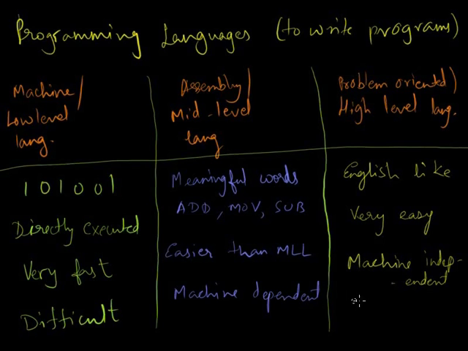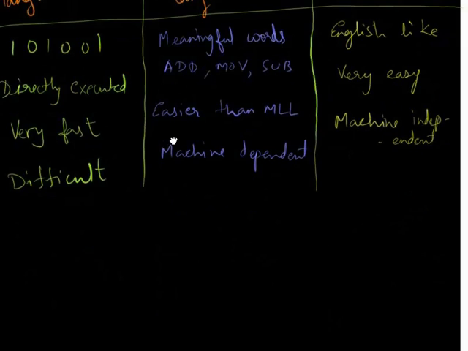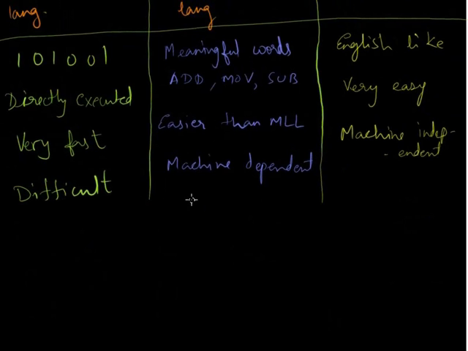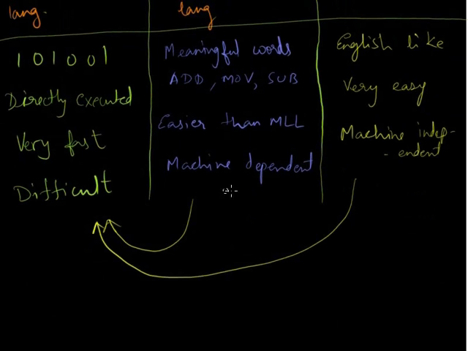The concept is very similar. For example, you want to translate Hindi to English. What would you do? You would hire an English translator, right? If you want to translate the same Hindi language to Chinese, you hire a Chinese translator. So the concept is very similar. But the important thing here is that the high level or problem oriented language is compiled.